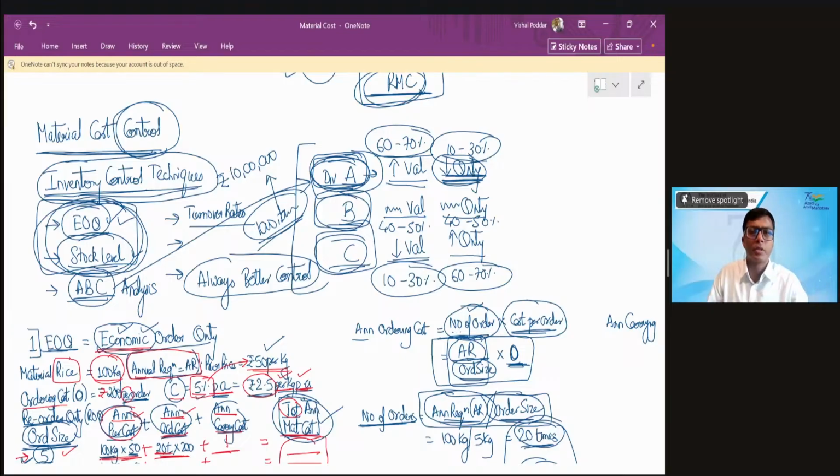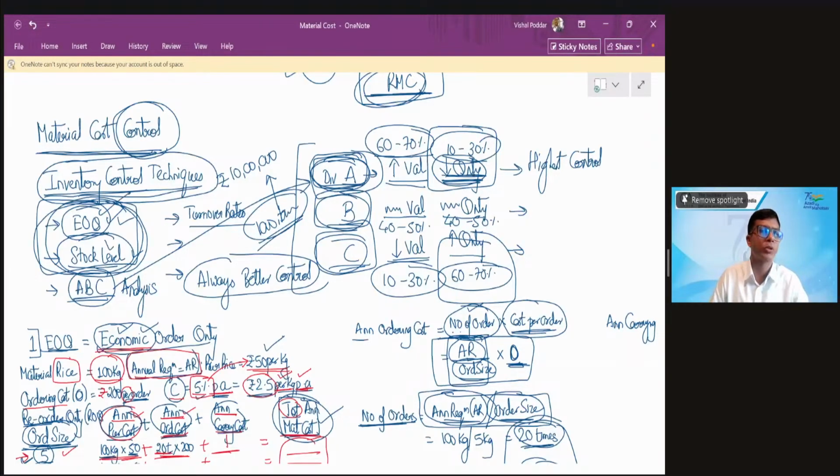Now what happens when you classify your material items into this category? You'll find that very few items are here, very many items are here. And then they say exercise the highest level of control here. What is the highest level of control? Apply EOQ also, apply all stock levels. Here they say apply minimum control. So maybe you will only use EOQ. And here they say apply moderate control. So you will calculate EOQ plus only one stock level, which is ROL, which is the most important.